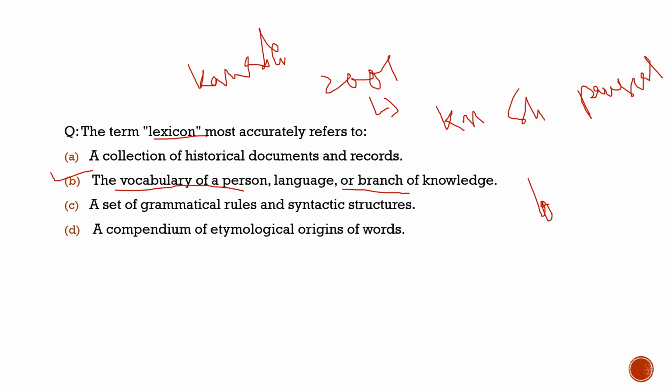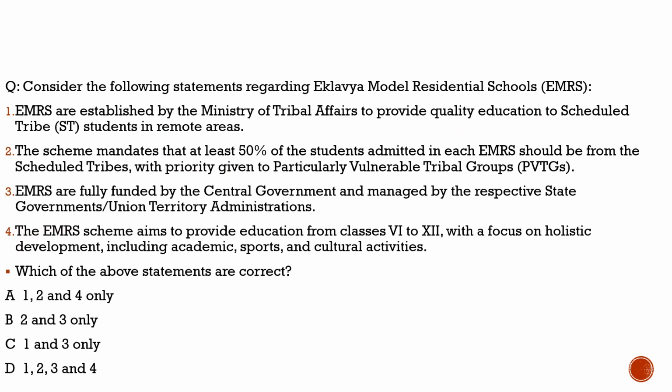This is a very foreign term for many students, and they need to know what this is. The term lexicon most accurately refers to the vocabulary of a person, language, or branch of knowledge. So with respect to this question, the correct statement is option B. So with this, let's go to the last part of today's discussion with respect to current affairs.